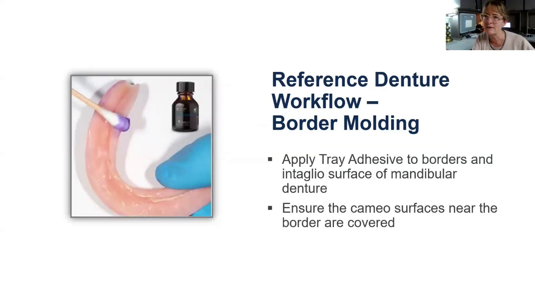This is identifying that it's important to apply tray adhesive to the intaglio of the denture before you start your border molding process. And you want to make sure that it's dry. I've done it a couple times where, you know, we're all a little impatient, and it can take a little while for the tray adhesive to dry, and it was still a little tacky, and it just made it a little messy. So use some air to help dry that.